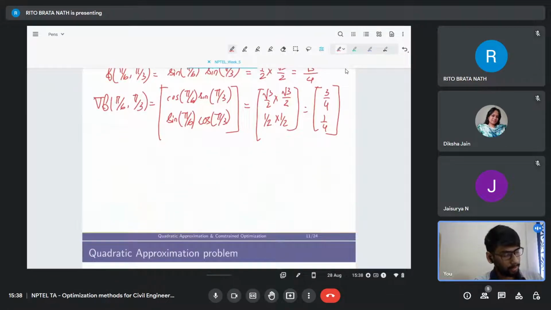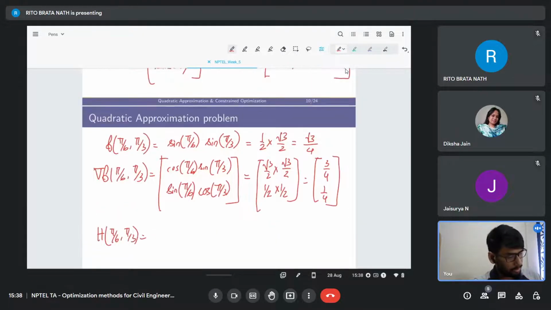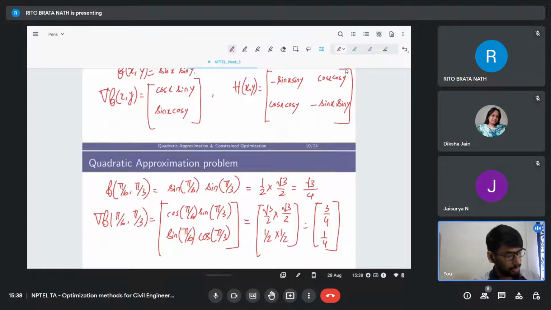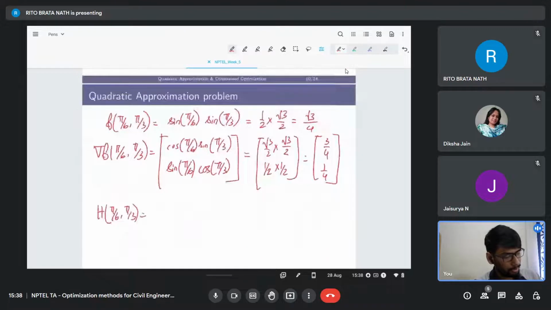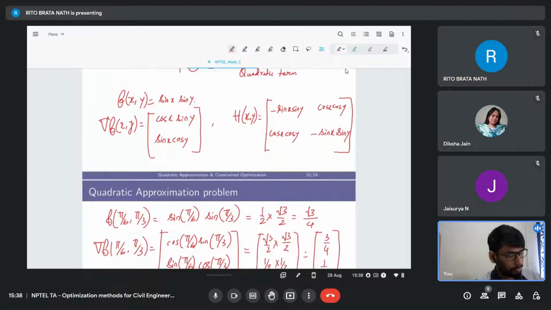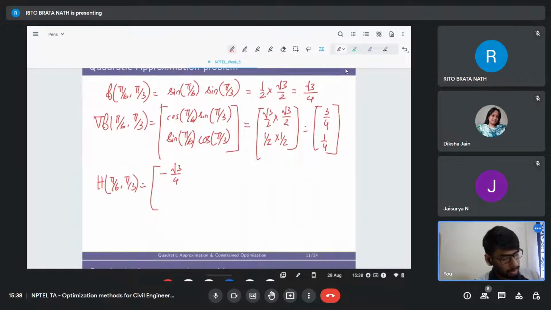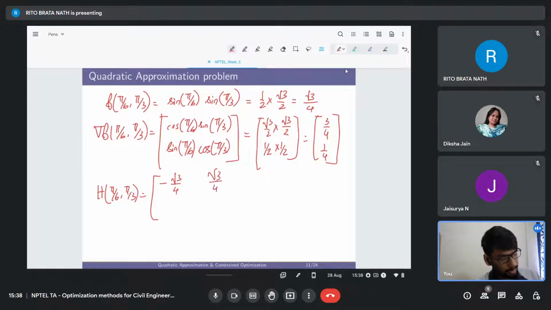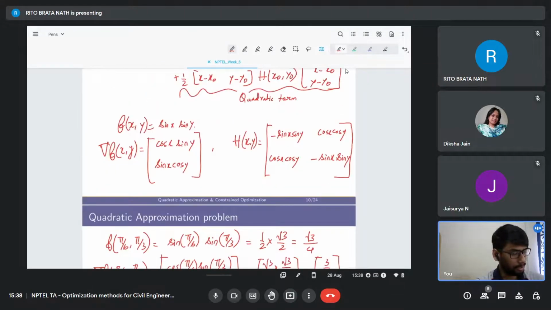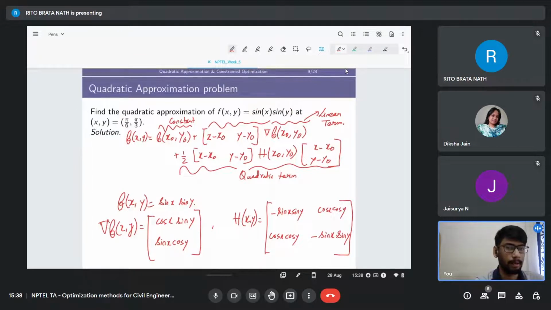And when you try to find the Hessian, what you are left with is first, minus sine x sine y, so that will be minus root 3 by 4. And this cos x cos y part will be root 3 by 4 as well. And this will be again root 3 by 4. This will be minus root 3 by 4. So again, you have got everything with you, and you only have to plug this back here and do those multiplications, and you will finally get your answer for the quadratic approximation.